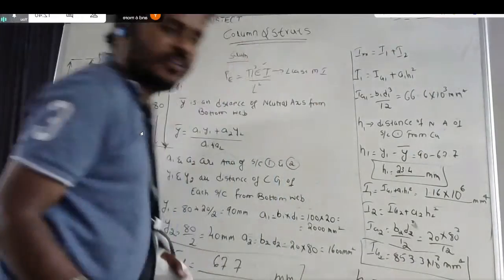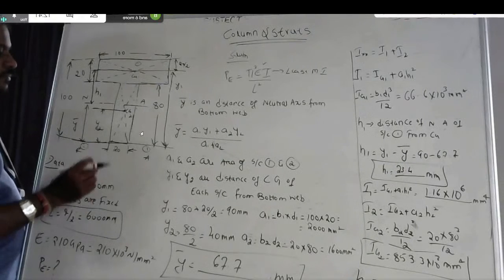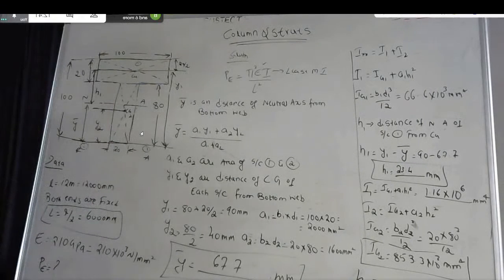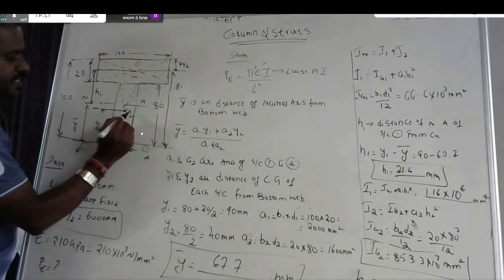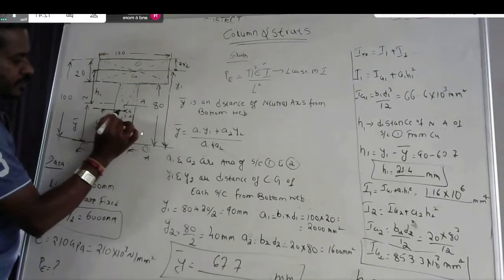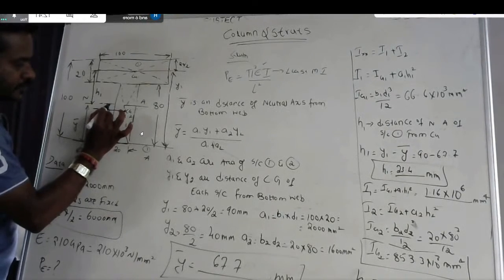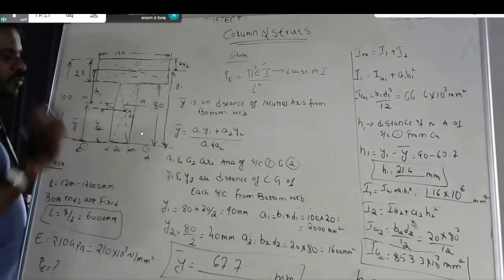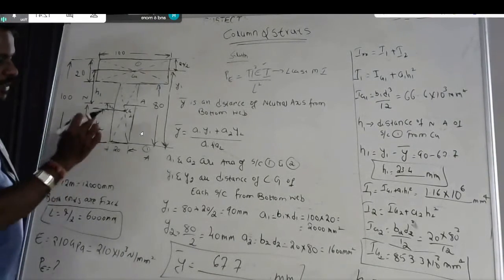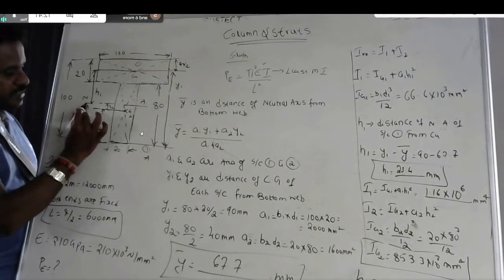Now observe, all of you. What is H2? H2 is the distance of the neutral axis from the CG of section 2. The CG of section 2 is here, and the neutral axis is here. Therefore, this is measured as H2. How to calculate H2? Can you tell me by seeing the figure? I know the distance up to here, Y bar.